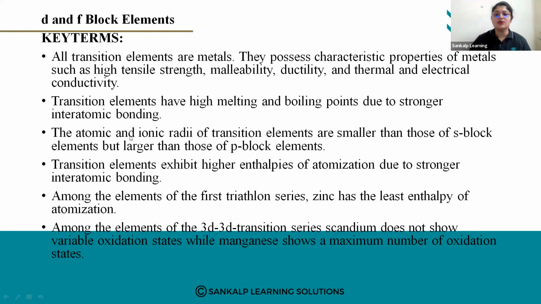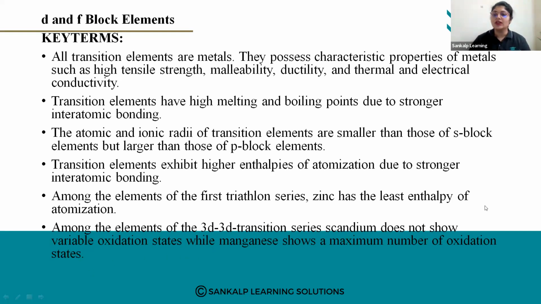When you're talking about transition elements, the atomic and ionic radii of transition elements are smaller than those of s block elements, but they are larger than those of p block elements. Then among the d transition series, 3d transition means what? You have 3d, 4d, 5d. In the 3d transition series, scandium does not show variable oxidation state.